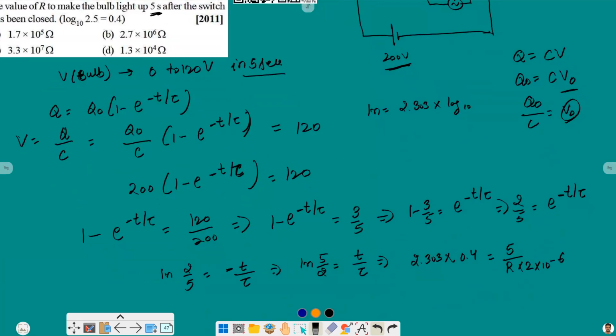Now adjusting all of these values, we will get R is equal to 5 into 10 to the power 6 divided by 2 into 2.303 into 0.4. And after solving this whole, we will get 2.72 into 10 to the power 6 ohm. And now if we match it, then option B will be the right answer here.